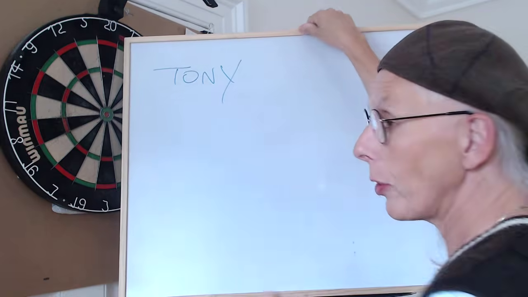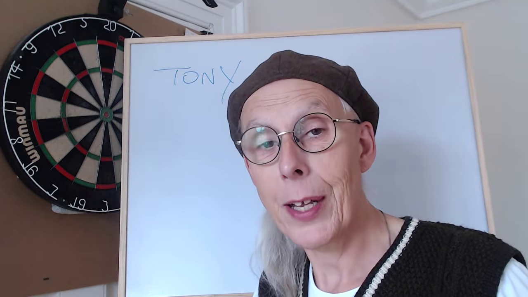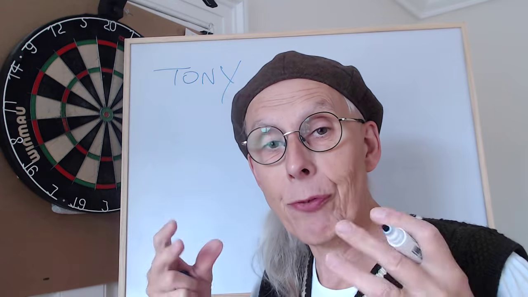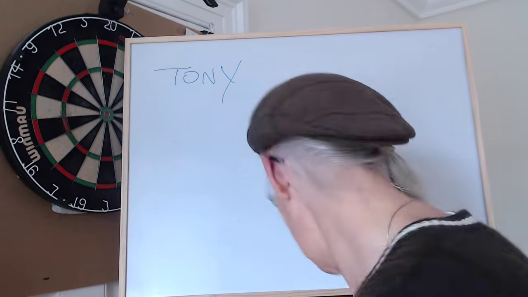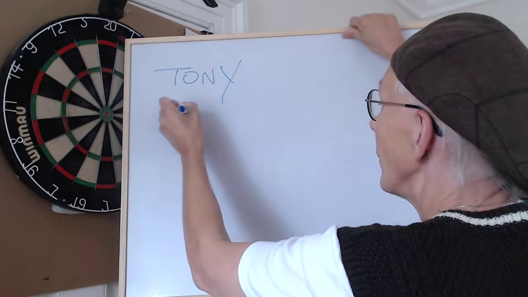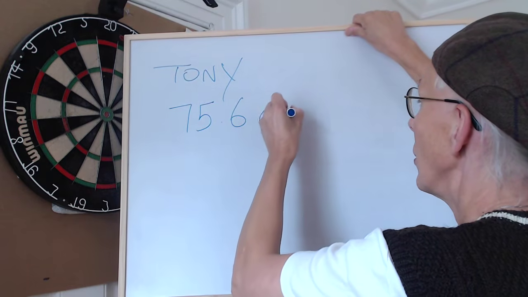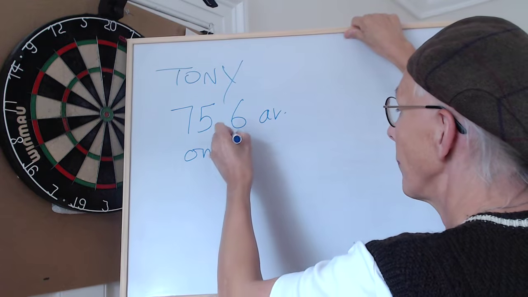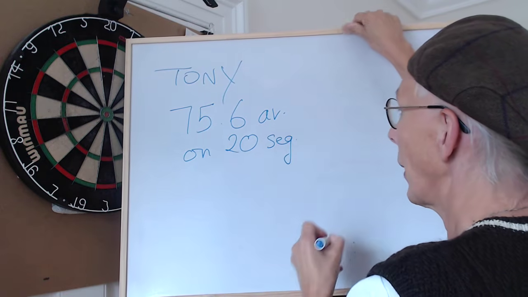We looked at Tony, who is my computer program that throws random darts, but what you find is that if he's throwing at the 20 segment, he has an average which is surprisingly high, 75.6 average on the 20 segment.